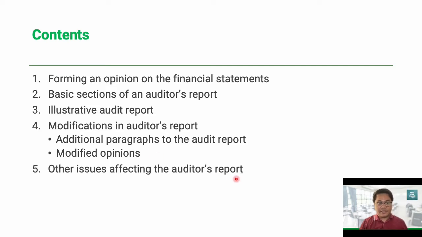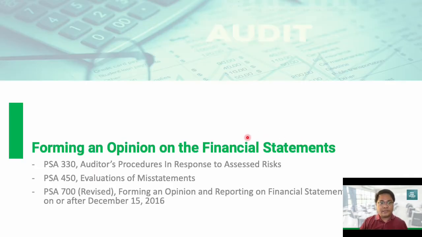And then finally, we will discuss other issues affecting the auditor's report. There's quite a lot of items under this one, like the considerations on going concern, comparative information, initial audit engagements, work of an expert, subsequent events, and the dual dating of a report, and finally, other information contained in documents that also contain the financial statements. So we'll go to the first part. The first part is forming an opinion on the financial statements.